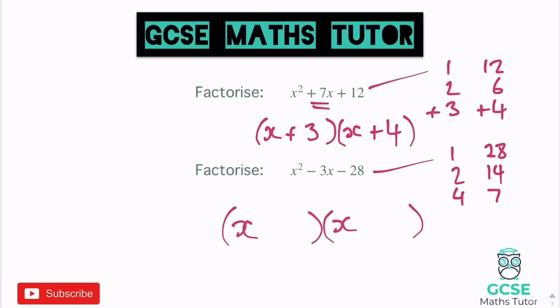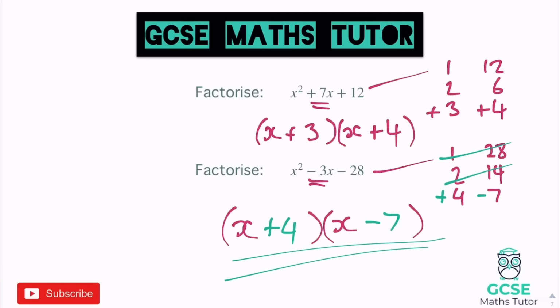Let's have a look if these can make our middle term. We've got minus 3 in the middle, so we want to make minus 3. Well, we're not going to do that with 1 and 28. 2 and 14, we could make 16, or we could make 12, that's not going to work. But 4 and 7, we could do plus 4, take away 7, that would make minus 3, so plus 4 and negative 7, and that's our double bracket finished.